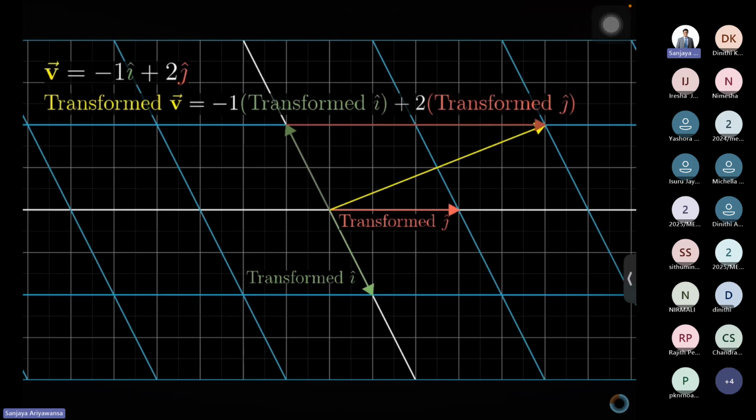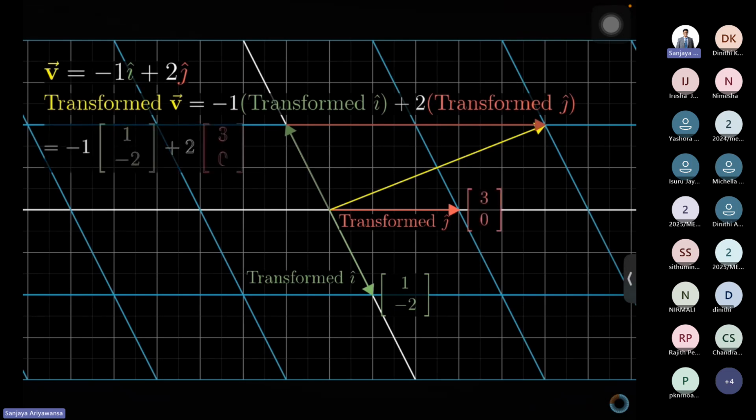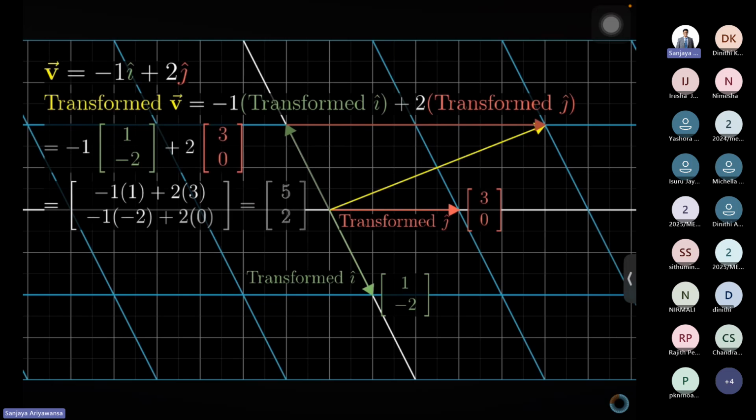This is why I like keeping a copy of the original grid in the background. For the transformation shown here, we can read off that i hat lands on the coordinates 1, -2, and j hat lands on the x-axis over at the coordinates 3, 0. This means that the vector represented by -1 i hat plus 2 times j hat ends up at -1 times the vector 1, -2 plus 2 times the vector 3, 0. Adding that all together, you can deduce that it has to land on the vector 5, 2.